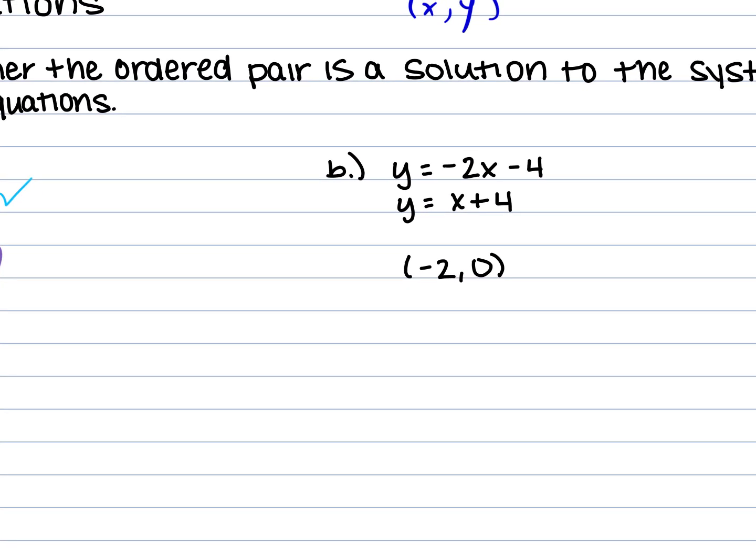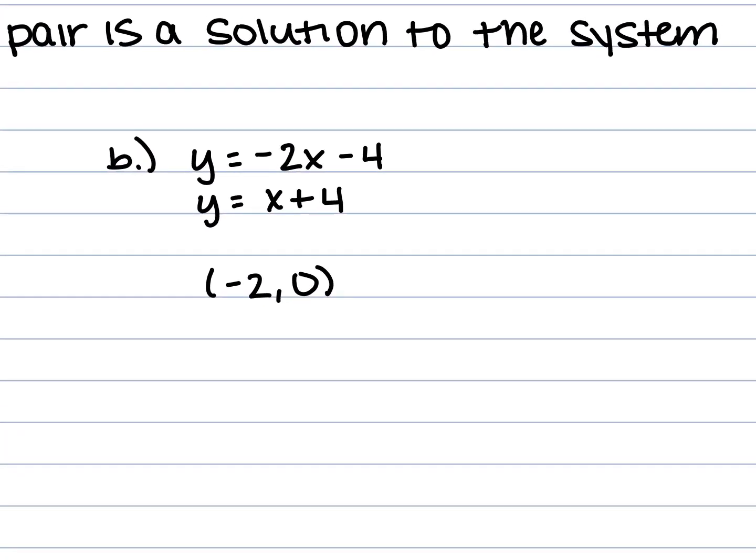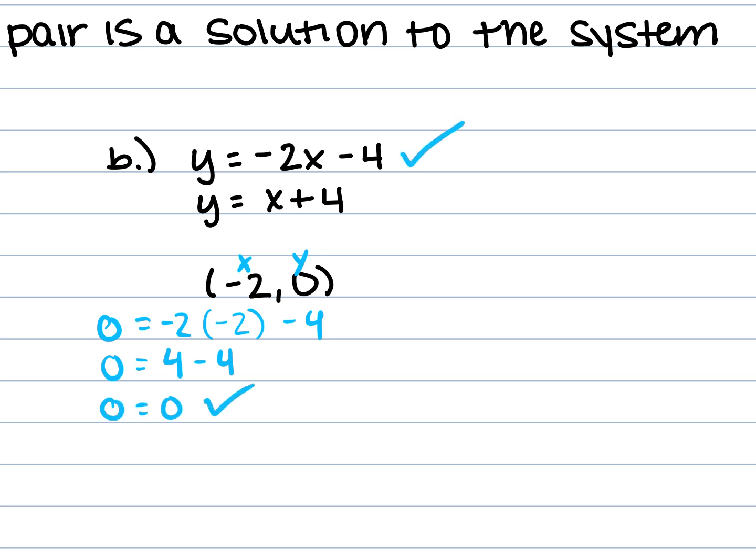All right, let's look at B. Again, we're doing the same thing. Which number is my x? Negative 2, and what's y? 0. So let's plug those in. When I plug it into the first one, I have 0 is equal to negative 2 times negative 2 minus 4. Make sure you follow your order of operations, PEMDAS. What's negative 2 times negative 2? 4. And what's 4 minus 4? 0. So 0 equals 0. That's true. So the first equation works.